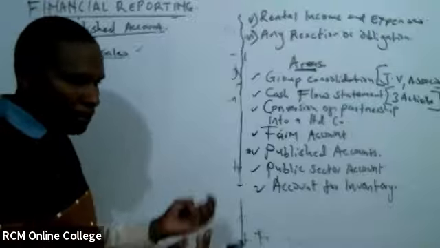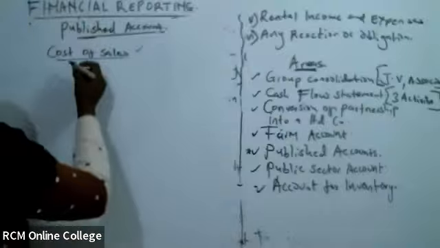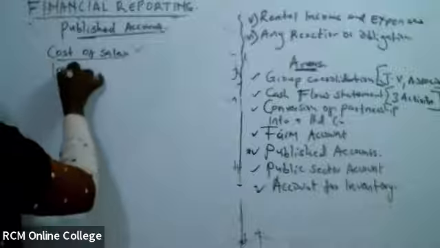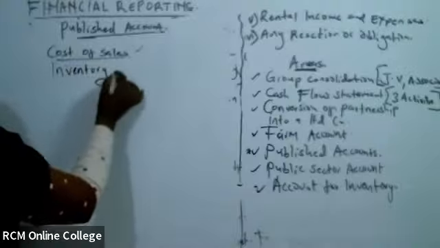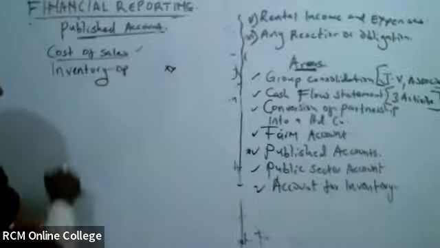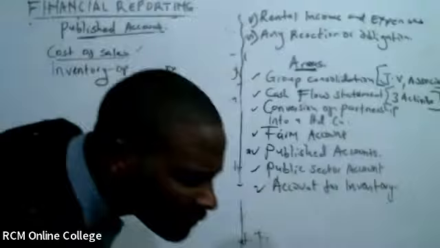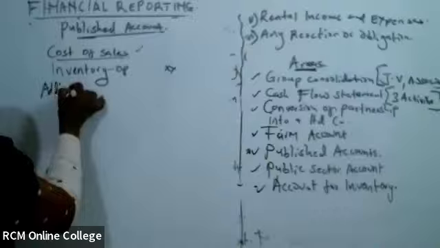Components that make purchases. Yes, purchases. So we have inventory, and of course, this is opening inventory. Right? Then you have to add purchases.